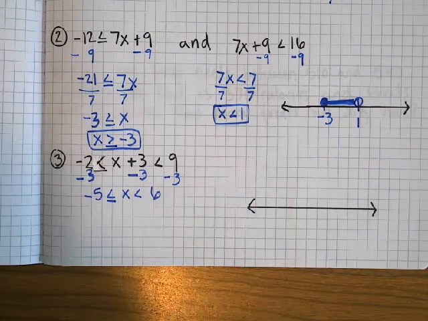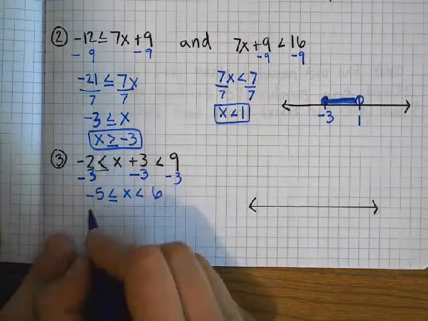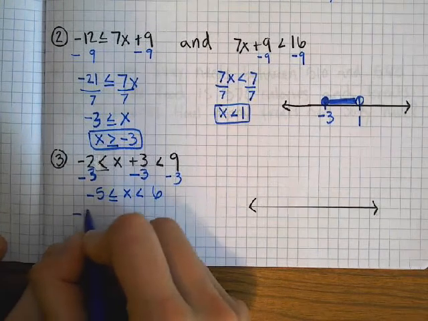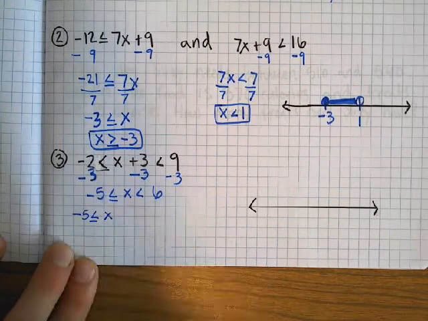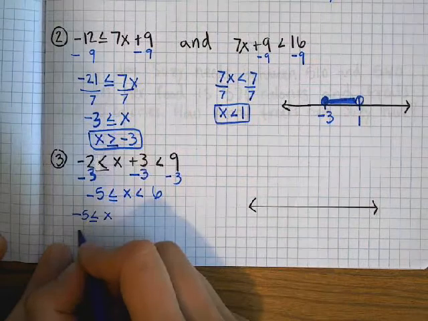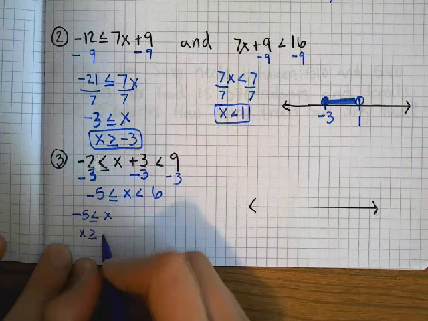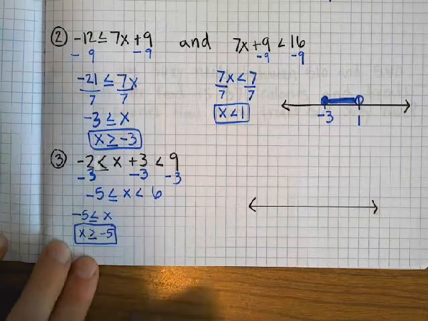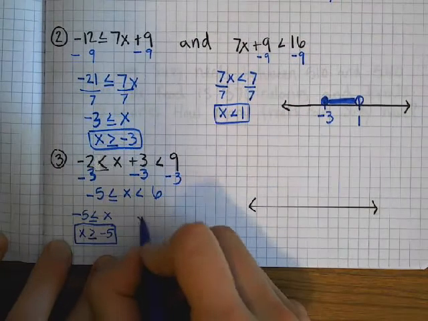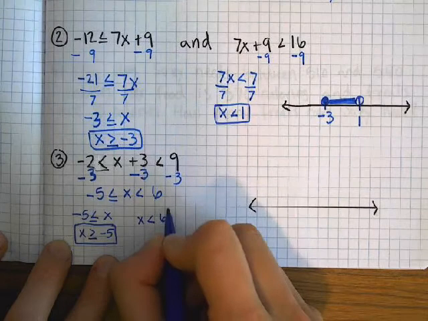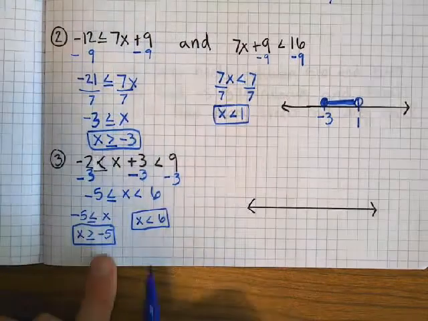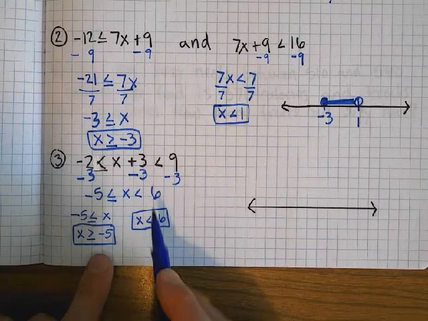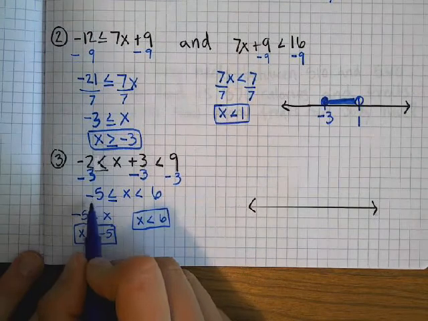Some of us might find this a little hard to read at first, so I like to break it into 2 different inequalities. So just take the -5 and the x. That breaks down to -5 is less than or equal to x. Now I like to rewrite it, so it's x is greater than or equal to -5. When we break down the 6, this is a little easier. x is less than 6. Now we can graph our 2 answers just like we did on problem 2.